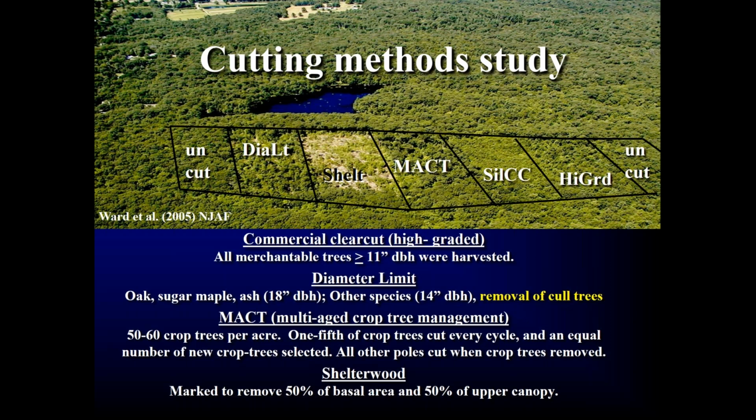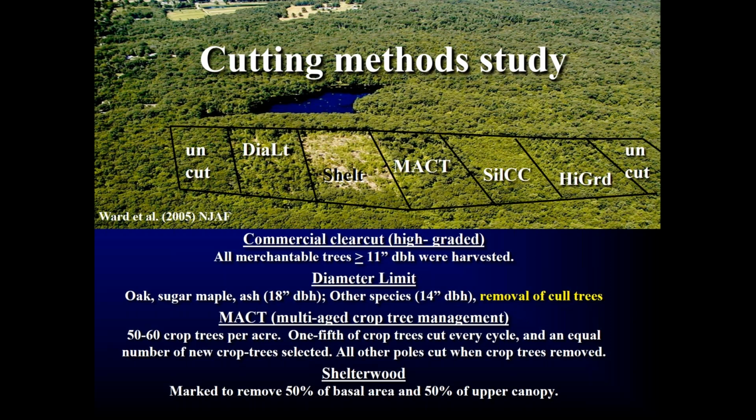And he put in a commercial clear cut, which is a high grade, where only trees which were 11 inches in diameter and greater were harvested, and only merchantable trees. They didn't cut any cull trees. They also did a diameter limit cut where oak, sugar maple, and ash with an 18-inch diameter, and other species at a 14-inch diameter were harvested. But one of the important things there is they removed all cull trees.